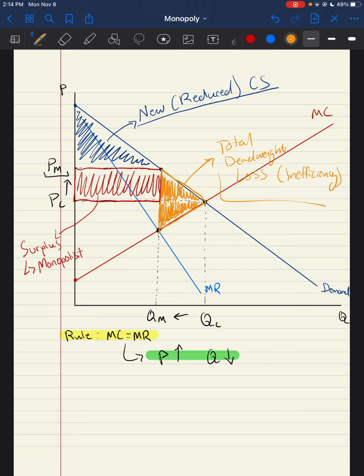So that's how we figure out what happens to efficiency. What happens to consumer surplus? How much is transferred to the producer? In this case, there are not multiple producers. There is only one producer, and that one producer is the monopolist. And we can also now figure out what happens to the lost surplus. We now have some sort of deadweight loss. Okay, so hopefully this was helpful.